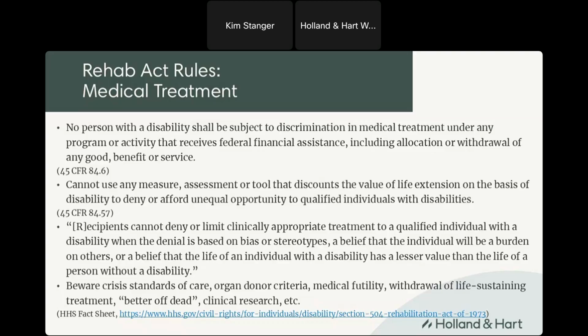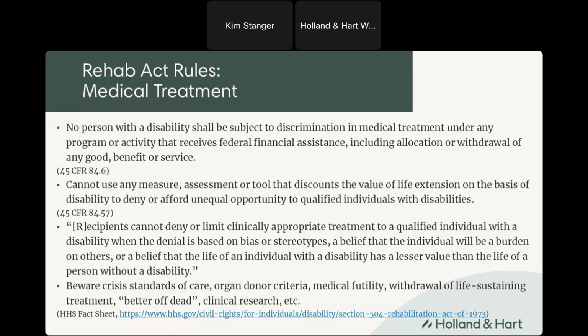Recipients cannot deny or limit clinically appropriate treatment to a qualified individual with a disability when the denial is based on bias or stereotypes, a belief that the individual will be a burden on others, or a belief that the life of an individual with a disability has lesser value than the life of a person without a disability.